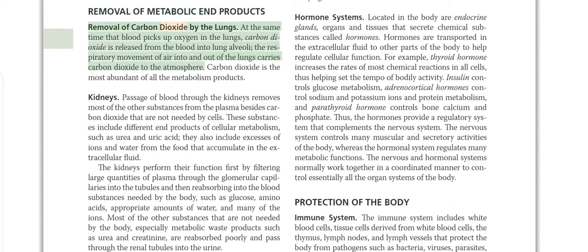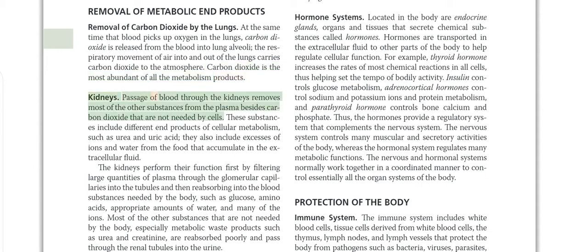Removal of metabolic end products. Removal of carbon dioxide by the lungs. At the same time that blood picks up oxygen in the lungs, carbon dioxide is released from the blood into lung alveoli, and the respiratory movement of air into and out of the lungs carries carbon dioxide to the atmosphere. Carbon dioxide is the most abundant of all the metabolism products.